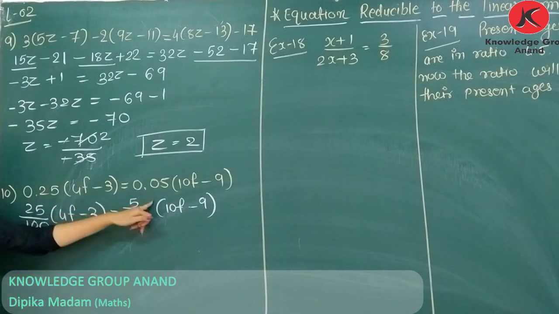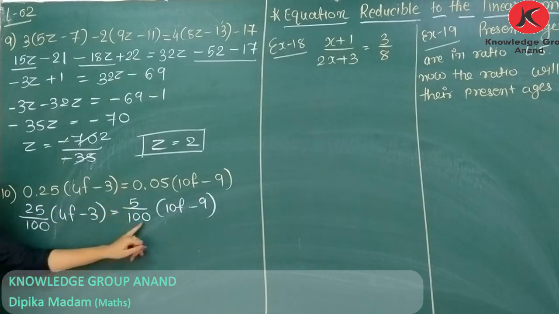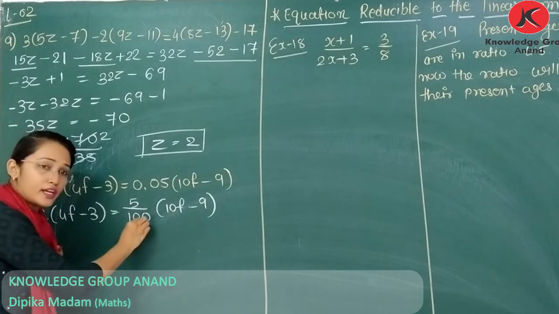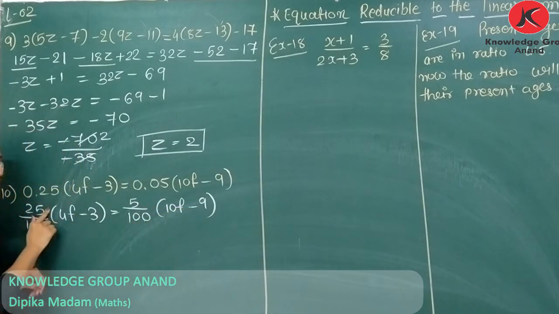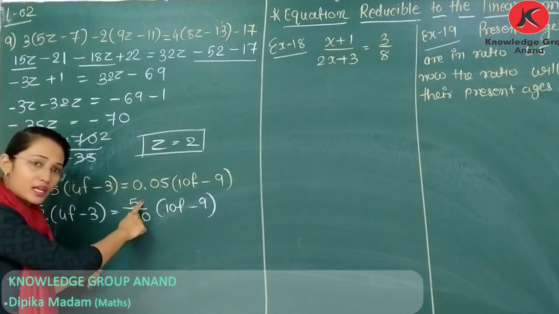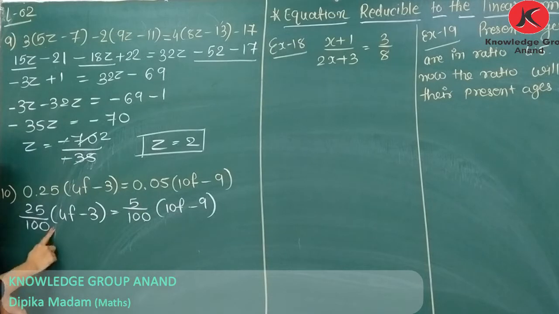So you can move it on this side or you can move this 5 by 100. Here 100 is also in a divide with the whole term. So you can move this 100 to the left side, it becomes multiplication, and 5, which is in a multiplication, becomes divide.